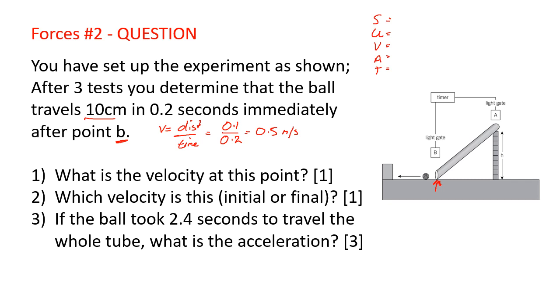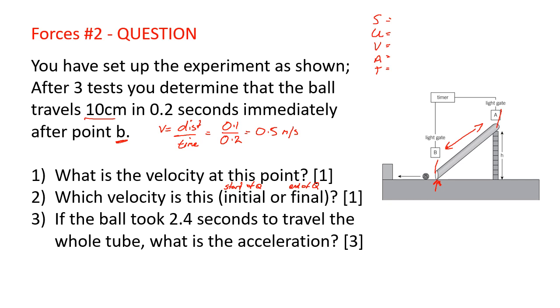Okay, so question 2, which velocity is this, initial or final? Now, this is where people sometimes get themselves in a bit of a pickle. What does initial and final really mean? The easiest way to remember is this is the start of the question, and this is the end of the question. And if we're dealing with accelerations, the ball stops accelerating here. The only time it accelerates is between these 2 points. So our SUVAT is really between A and B.